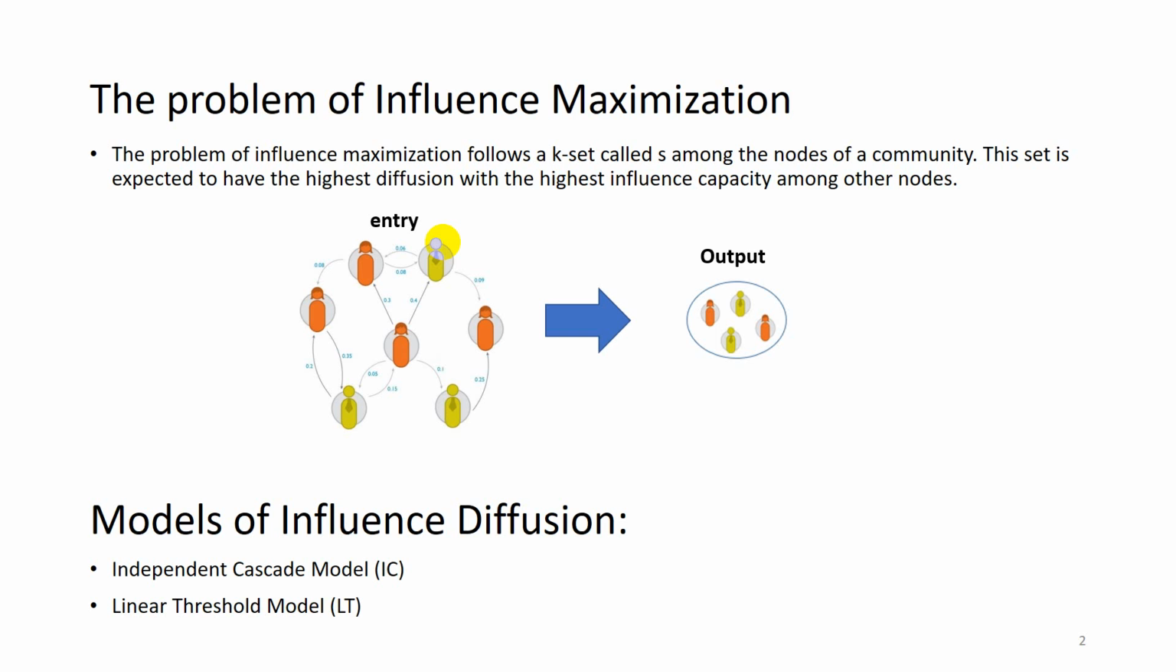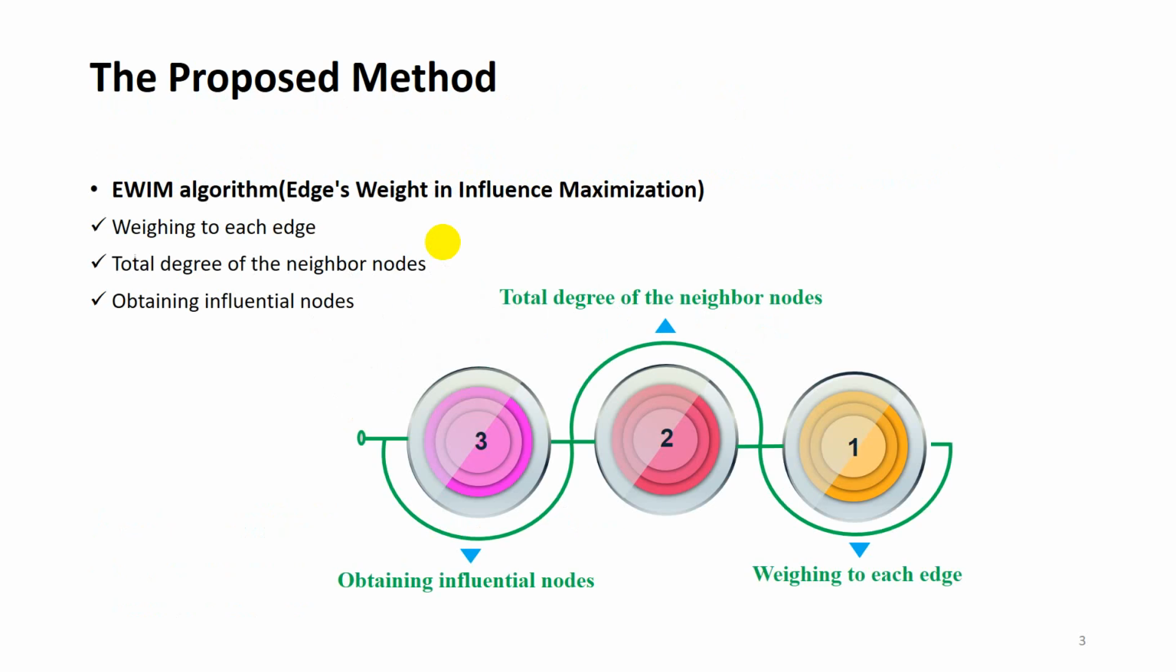In most cases, the common models for calculating the influence spread are independent cascade (IC) and linear threshold (LT). The IC model is used in the proposed algorithm. The proposed method: the difference between edges in social networks can be an important issue in solving the influence maximization problem, which has been neglected in most articles.